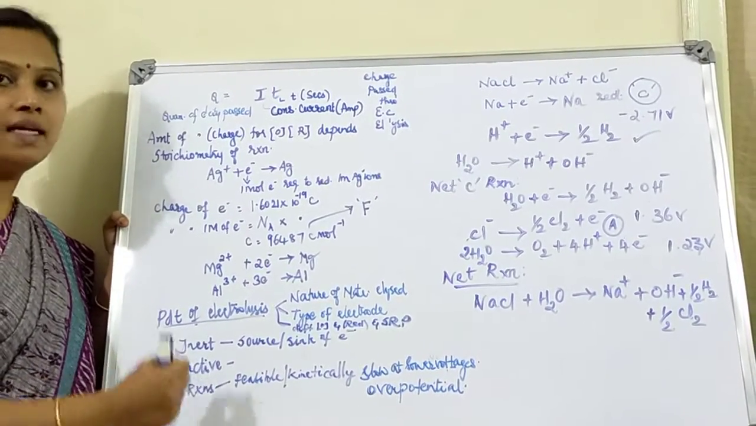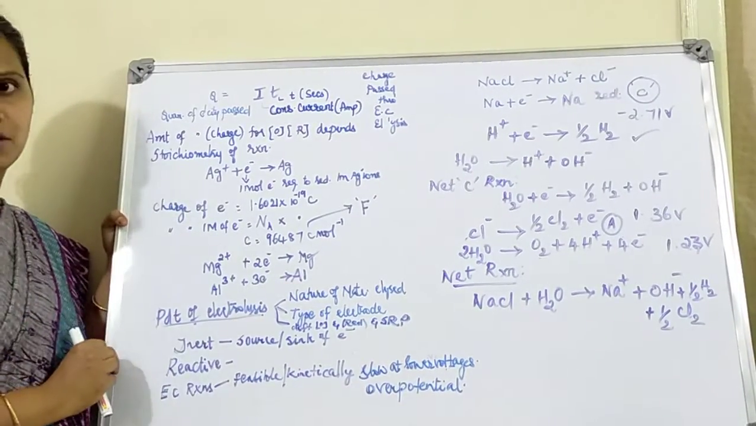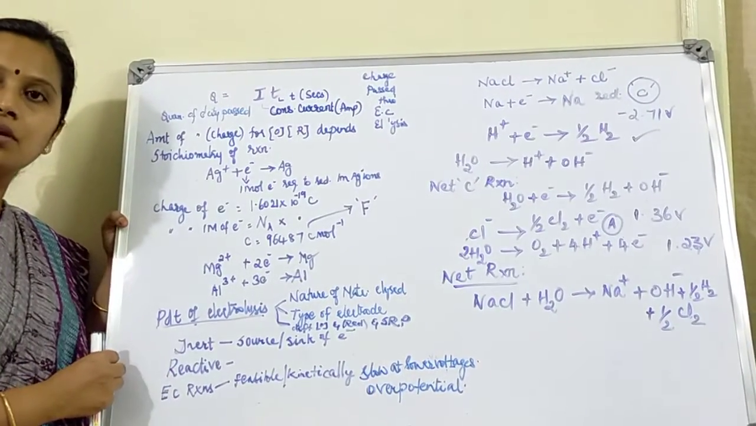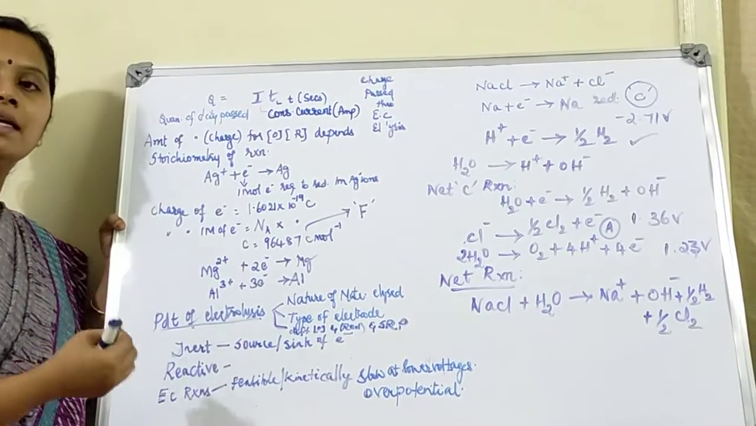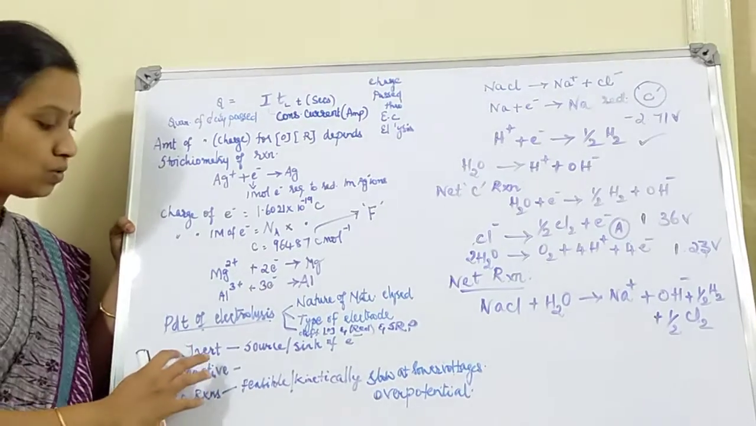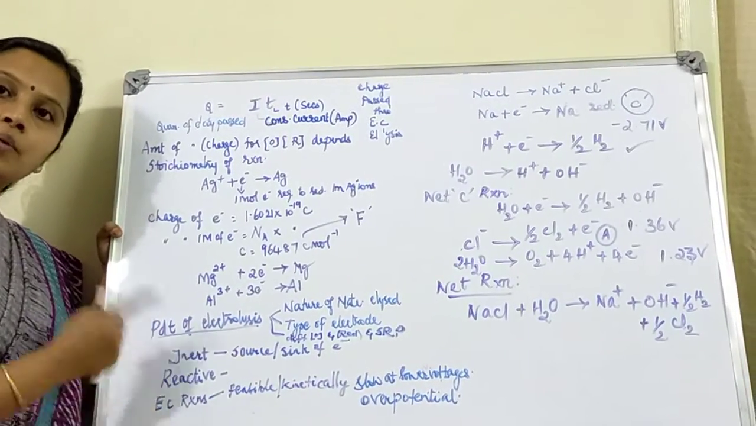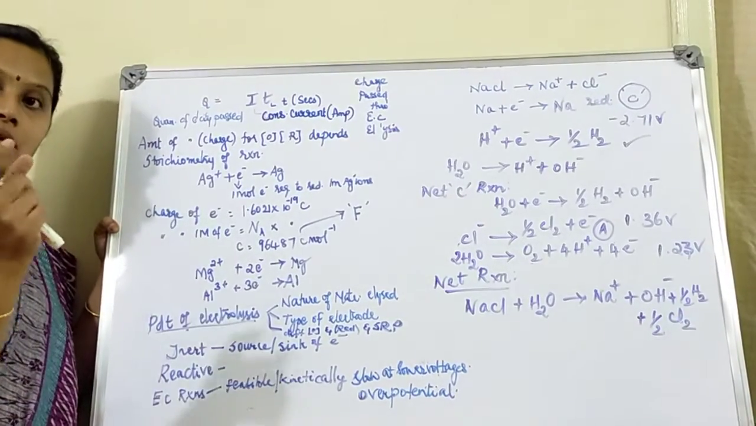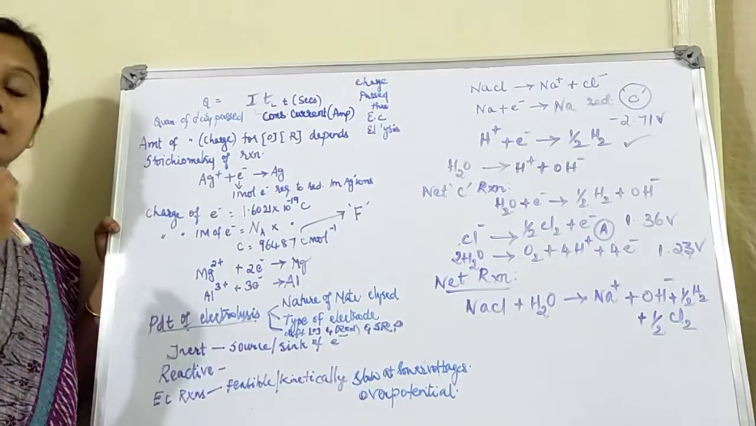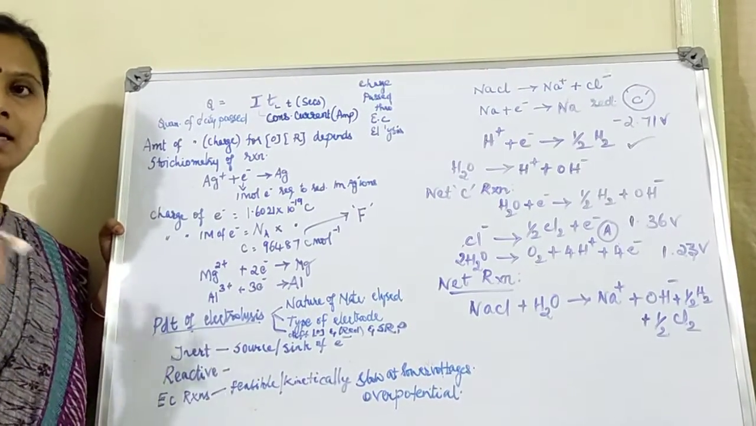What is inert electrode? As the name indicates, it will not participate in the chemical reaction. Then what is the role of inert electrode? It will be acting as a source of electrons, or it will be acting as a sink of electrons. So that is the role of inert electrode. Your reactive electrode is the opposite of inert electrode. So what is the reactive electrode? The name itself is indicating that it is reactive. Since it is reactive, it participates in the chemical reaction.